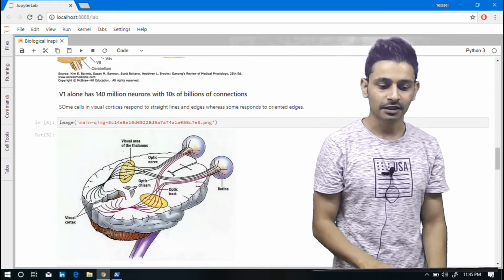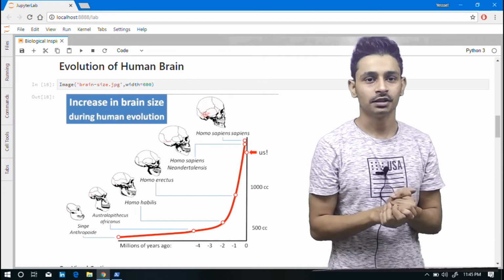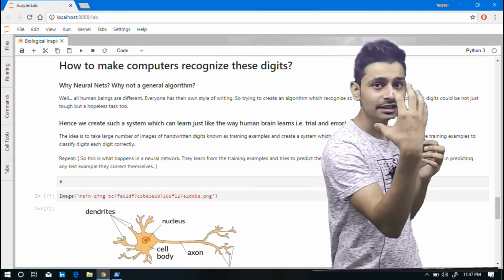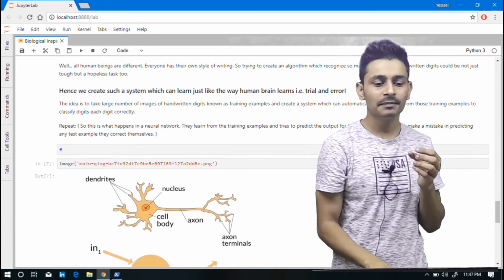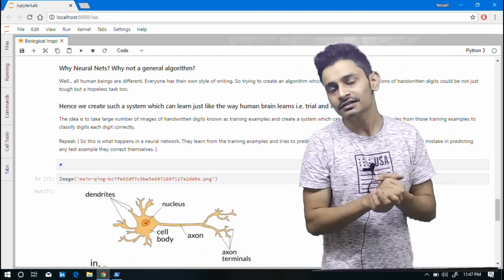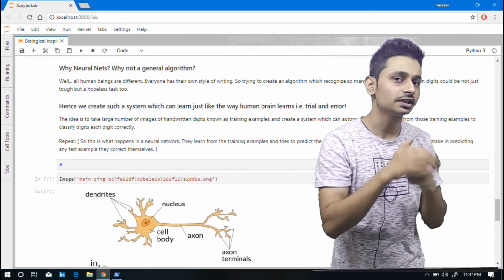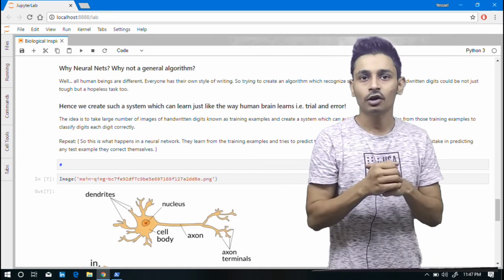So let's come back here. Evolution of the human brain: it has taken our brain millions of years to evolve and understand that visual data. But how can we make a computer do that? One simple answer could be we can write an algorithm with which we can predict which digit is written in the image. But there are many problems for that.